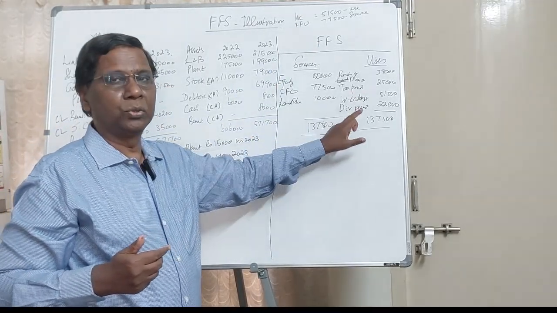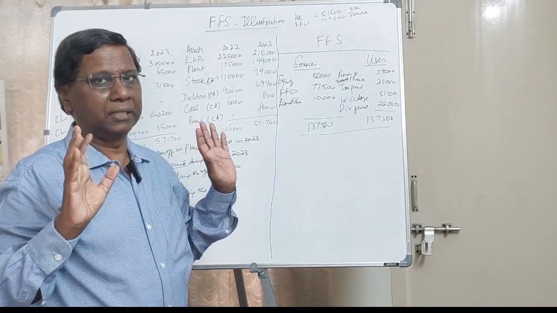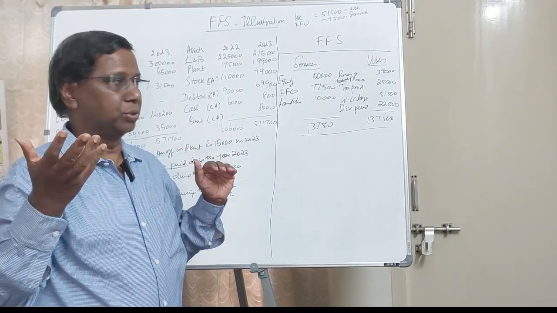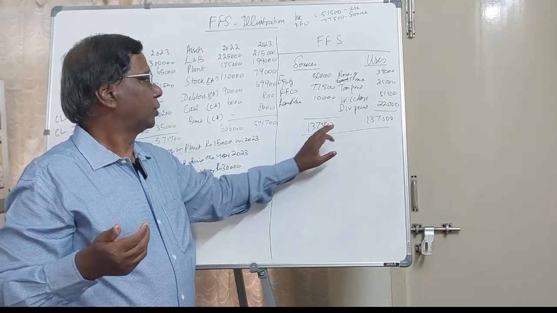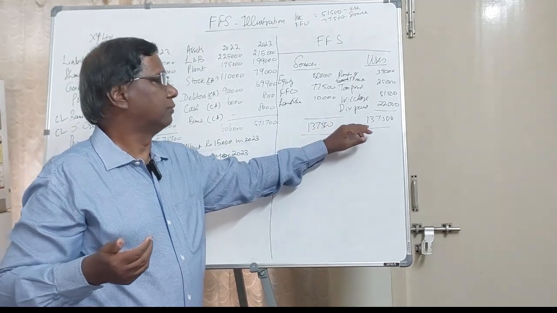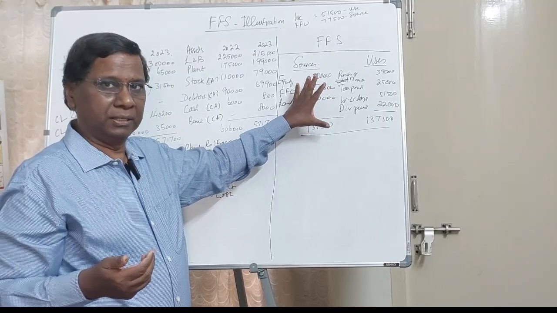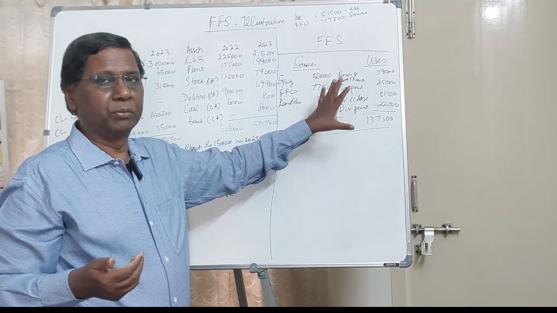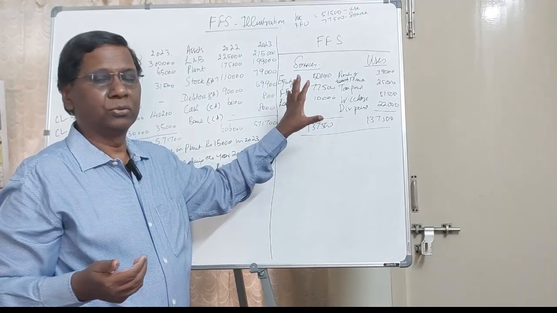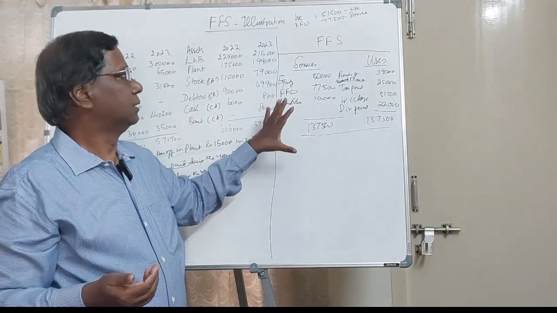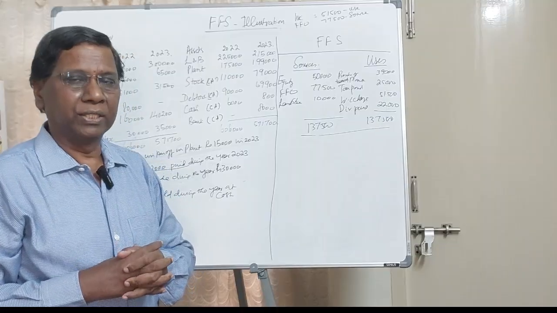Dividend paid, 22,000. Dividend paid we are not taking as a current liability; we are taking it as a long-term use, as I already told you. That's why it is there. So the total is 1,37,500. This is the total funds movement position for this year 2023. So this is how you have to arrive at the funds flow statement.